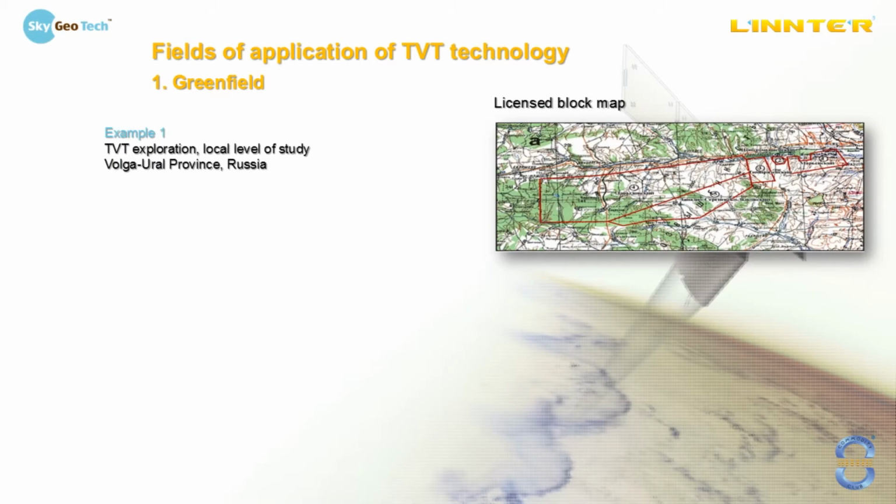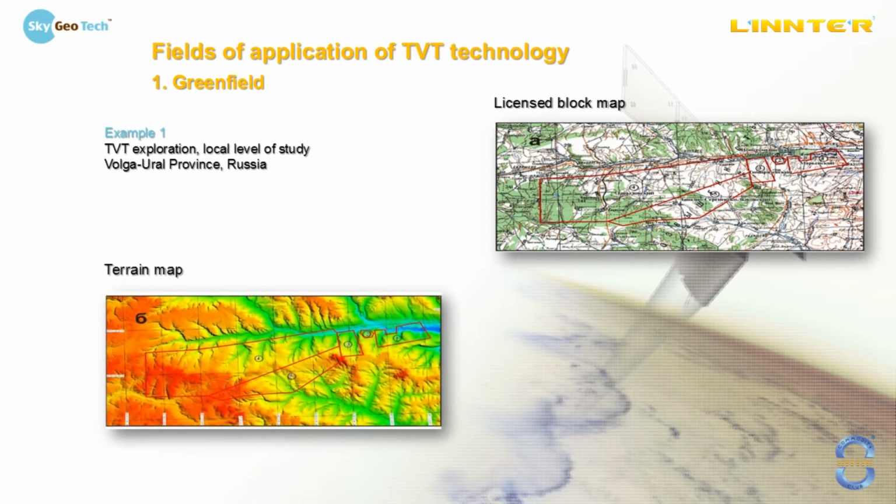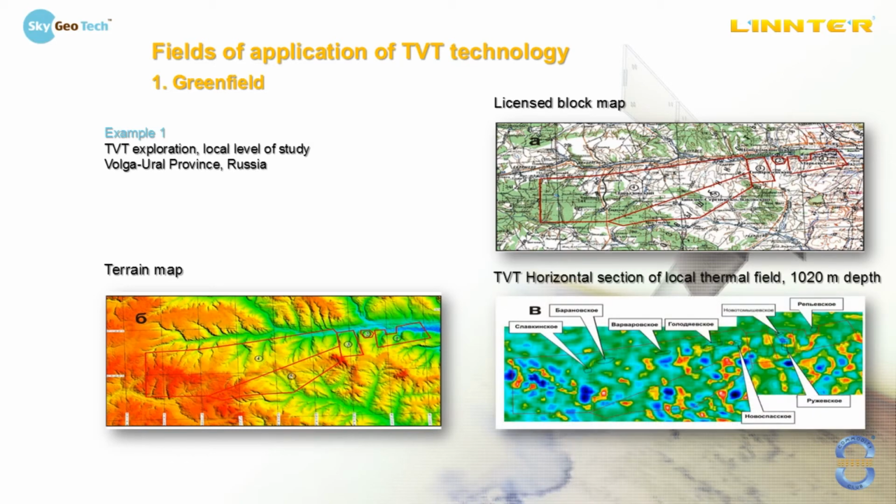Let's take a look at this example. TVT exploration, local level of study, Volga-Ural province, Russia. It is a greenfield, and all we had is this map of the licensed block. And then we got a terrain map, and with the use of TVT we built different vertical profiles and horizontal sections. Here is one of those sections.